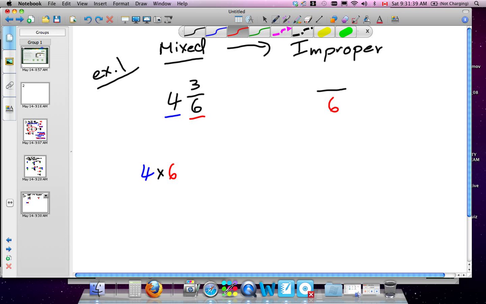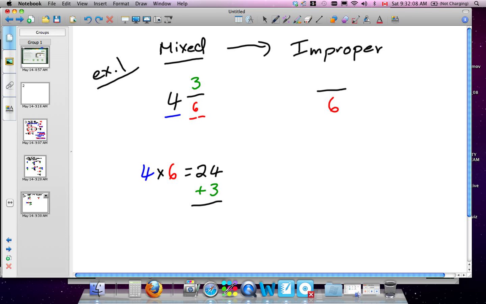24. Okay. But on top of that, and I'm going to put this one in green, it was 3, right? Yeah. And I'll put the 6 in red just so we can get the colors right. I have to take our numerator and add it. So then I have to add 3 to 24. So what is that going to become? 27. That's right. So our new improper fraction is 27 over 6.